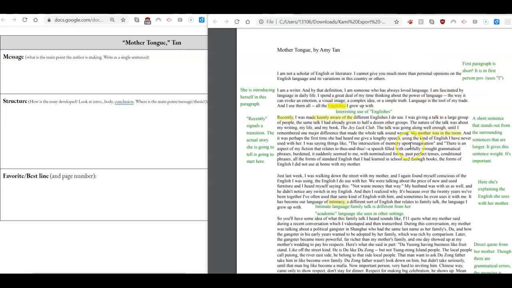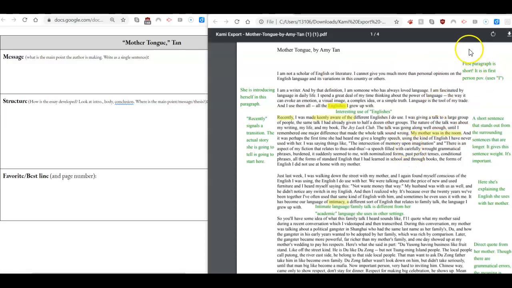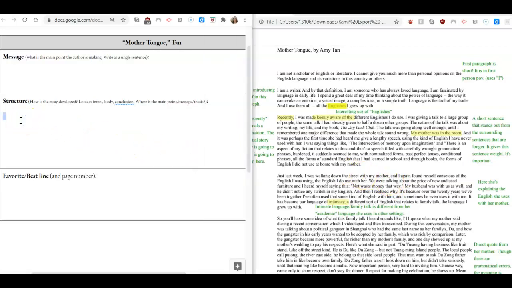So these are all my notes. I didn't find them from some other source. These are notes that I took on this particular essay. So now I'm going to go over here and complete the grid, the graphic organizer for Mother Tongue for my notes. It starts with message, but I'm going to come back to that and do that part last.